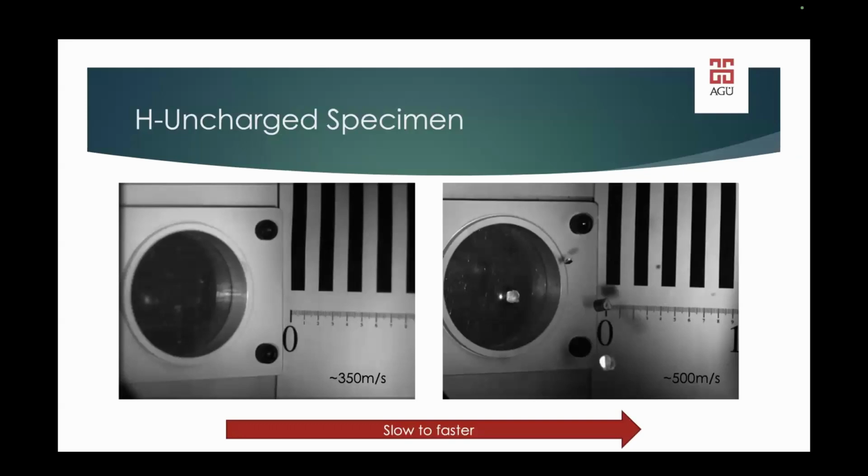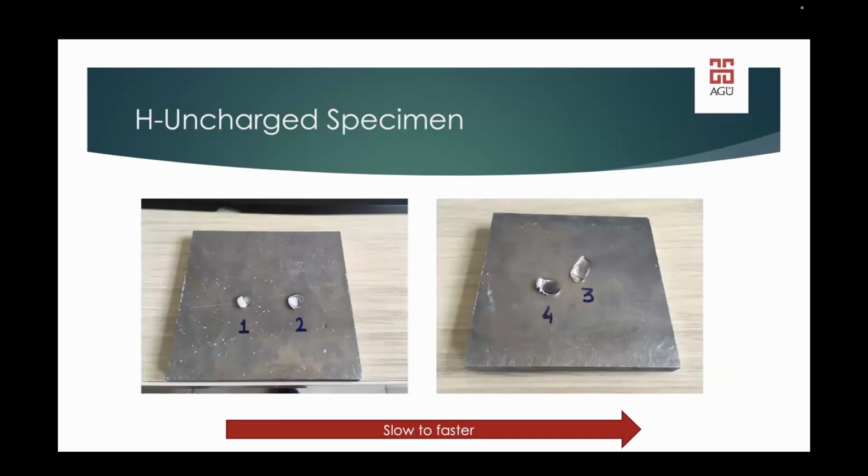So this is the hydrogen uncharged specimen. We send the bullet and speed is 350 meters per second here. This is 500 meters per second. So we didn't see the fracture at 350, but here we have a ductile fracture at 500 meters per second. These are the fracture specimens after slow strain rate, the faster deformation velocity, let's say.